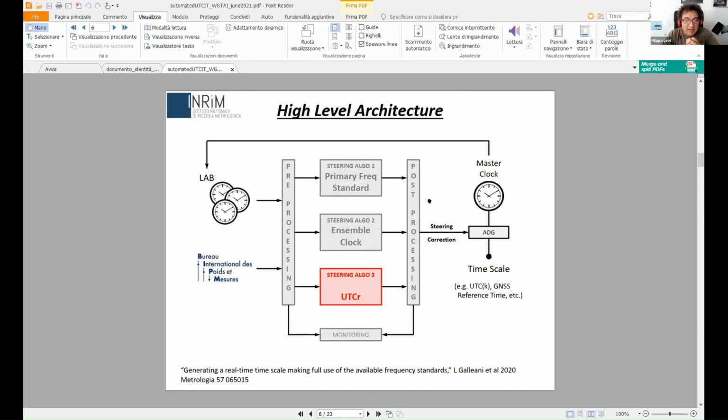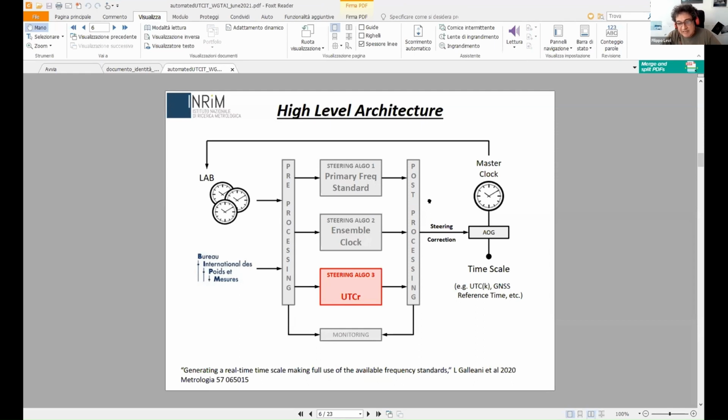So we have the inputs, which are the clocks clearly coming from the lab, and then there are also inputs that are coming from the BIPM, from the UTC data, UTC rapid and UTC. And then we have a processing. We have 3 different possible algorithms: steering against UTC rapid, against an ensemble clock, the clock that we have at INRIM, and steering against a primary frequency standard, our cesium fountain or the Ytterbium clock when it is available.